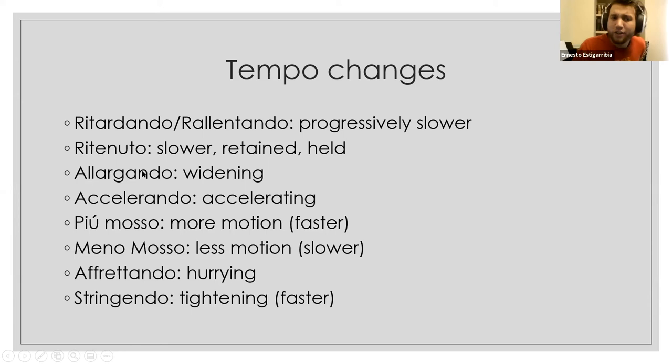Allargando, that means widening. So it generally means longer. So every time you say allargando, what you need to do is get longer. The notes get longer, and therefore it gets slower. So the result is getting slower because the notes are getting longer, and the space in between the notes is getting wider. Okay? And then we start getting into faster tempos. So accelerando means to accelerate, accelerating. So that means progressively faster.